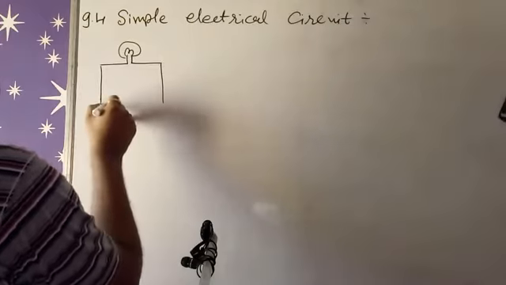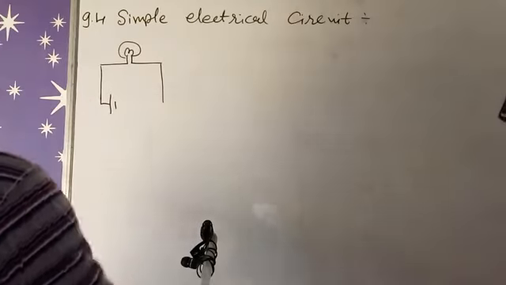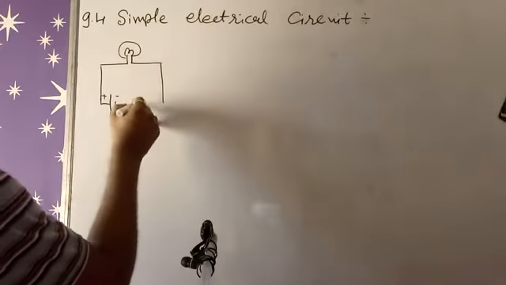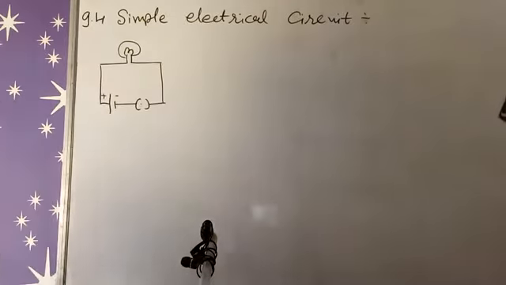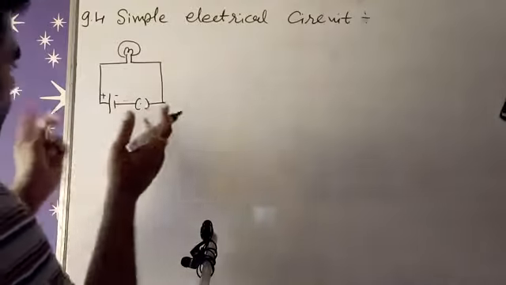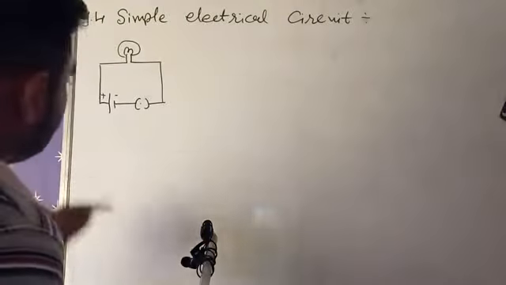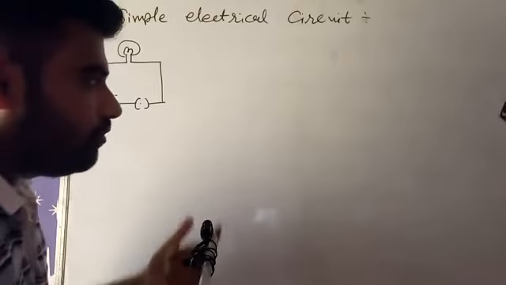Then this bulb is connected with one cell. This is positive, this is negative. Then we have one switch to connect these circuits, open or close. Whenever this key is closed, current will flow through this circuit, right?